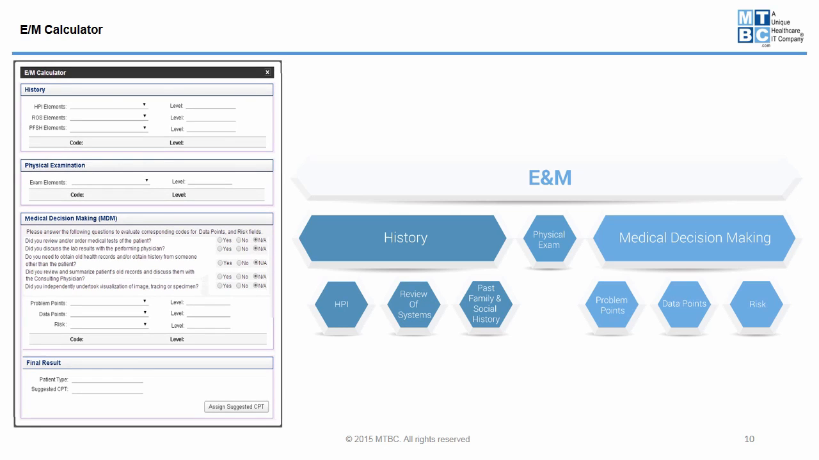As you can see, the history is divided into HPI elements, review of system elements, patient's family and social history. And then we have the physical examination. After that, the medical decision making is a series of questions, and the number of decision-making items that you answer yes would be a point each or 2 points each. And at the bottom, you will get your final result.